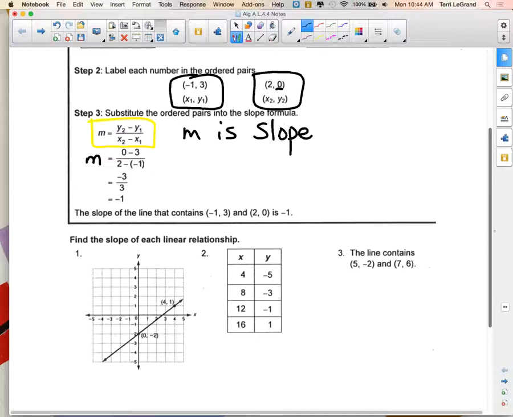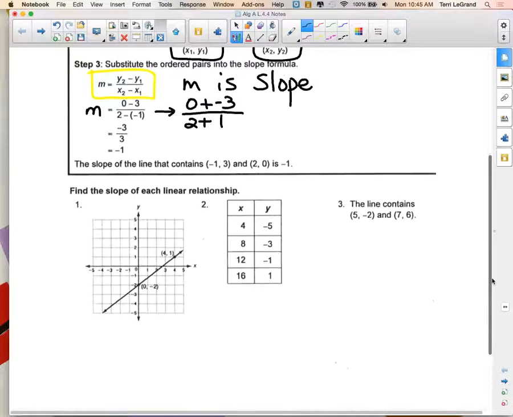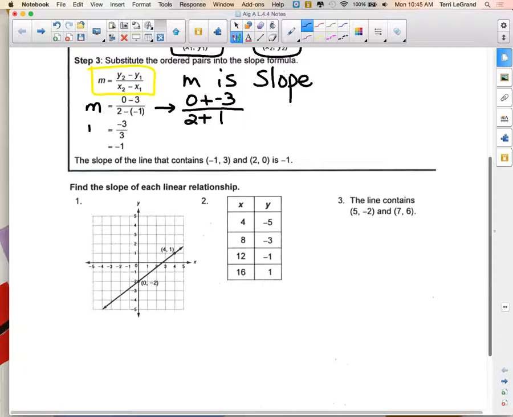0, the y sub 2 value starts out. Subtract 3, the y sub 1 value. And then they go back to that point and they say 2, the x sub 2 value. Subtract negative 1, the x sub 1 value. Let's show this, that we could make that into 0 plus a negative 3 over 2 plus 1 after we do the substitution step. Not before, not while, after we do it, okay? And then, that's how they got 0 plus negative 3 becomes negative 3. 2 plus 1 is positive 3.